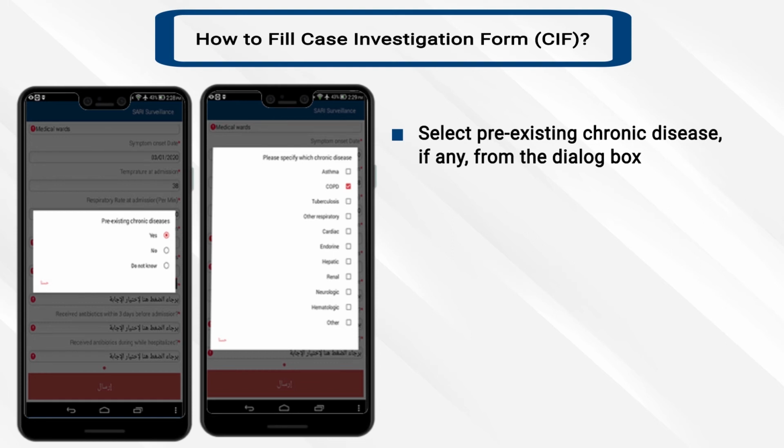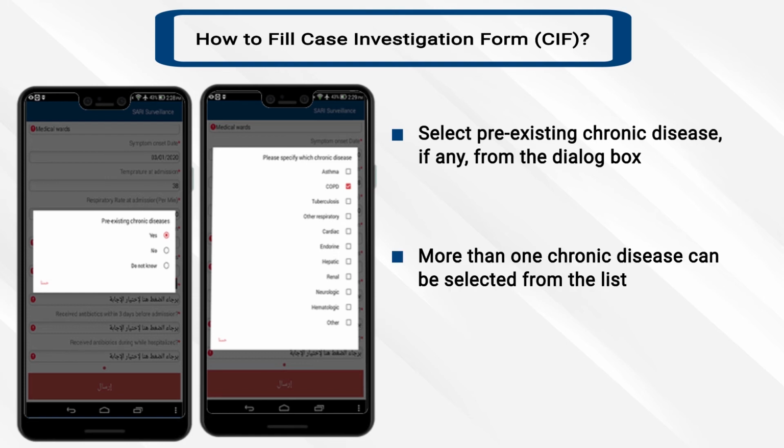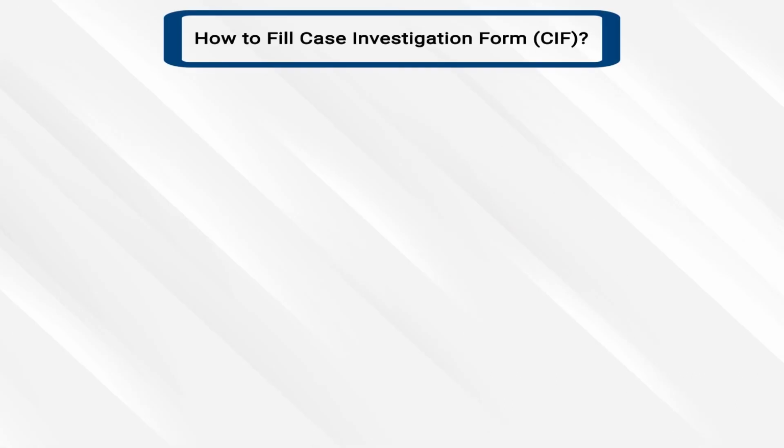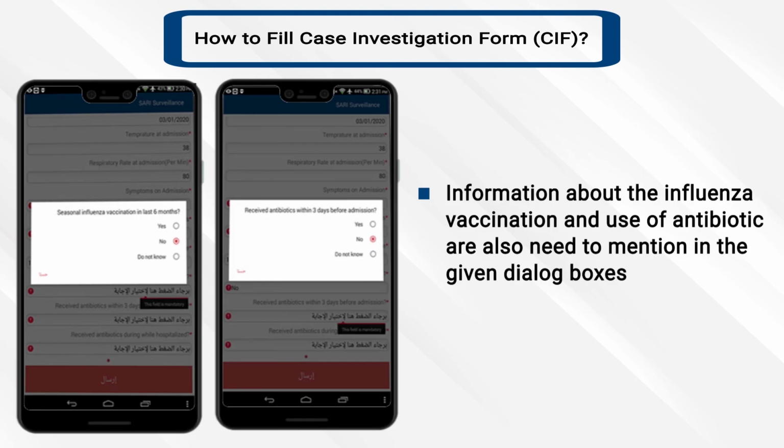Select pre-existing chronic disease, if any, from the dialog box. More than one chronic disease can be selected from the list. Information about the influenza vaccination and use of antibiotics also needs to be mentioned in the given dialog boxes.